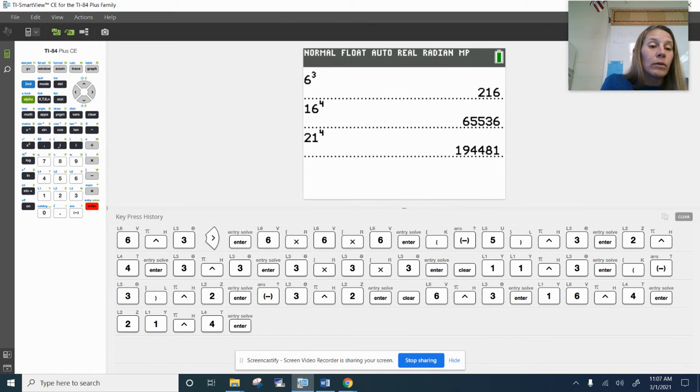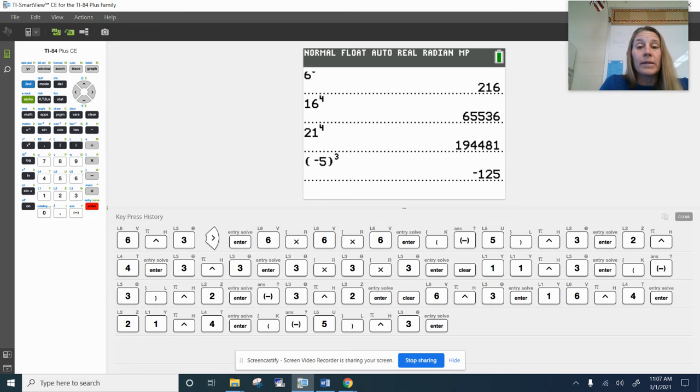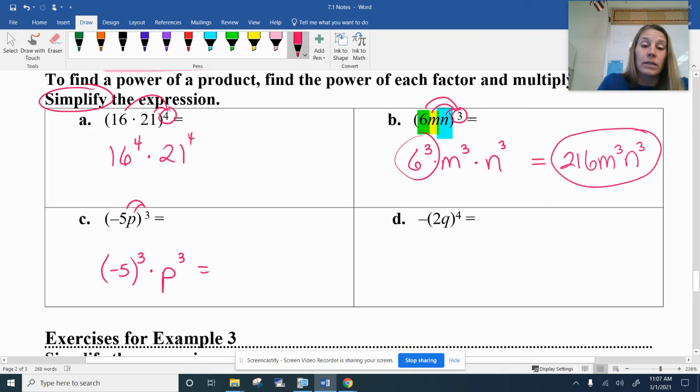I'm going to use my calculator. -5 to the third power. And it works out to be a negative. Now when you have an odd exponent, you will get a negative answer. So in this case, it was -125. You no longer need the parentheses because you don't have the exponent on that number anymore.